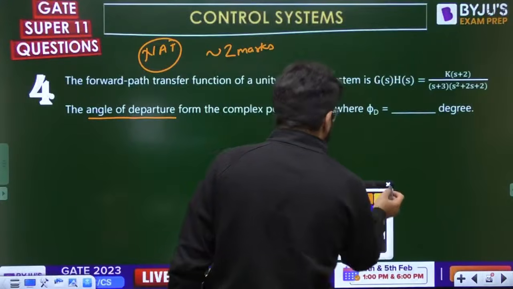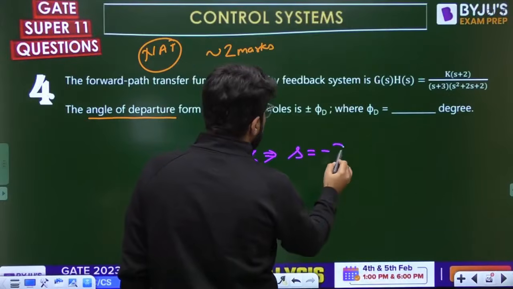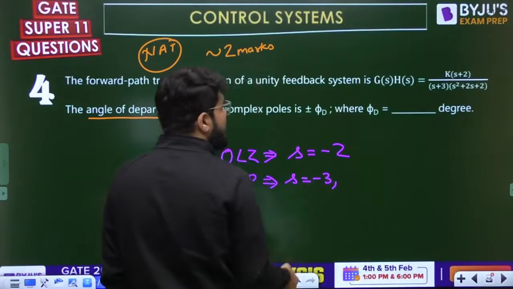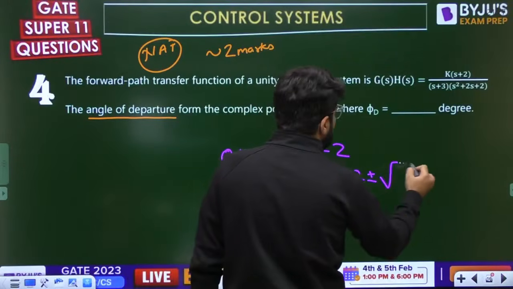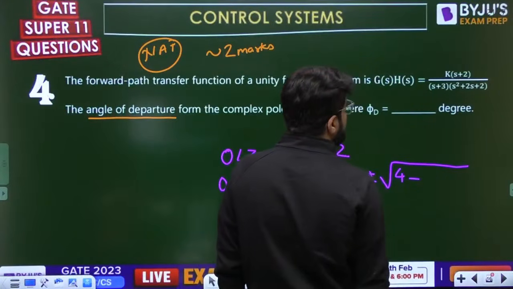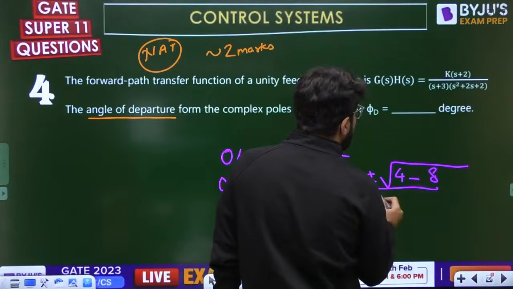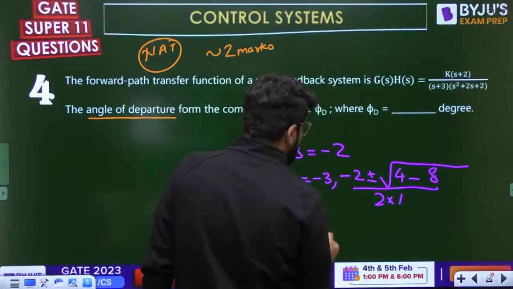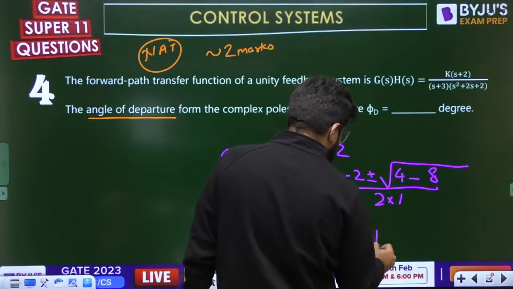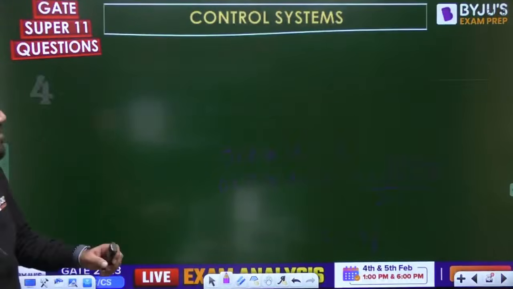So first of all, let me write down the calculations. What are the open loop zeros here? There is the open loop 0 at -2. Then what are the open loop poles here? So poles is -3 and then (-b plus minus root over b square minus 4ac) divided by 2a, which is -2 plus minus root of 4 minus 8 over 2. So the poles are -3 and -1 plus minus j. Perfect. That is what are the poles.